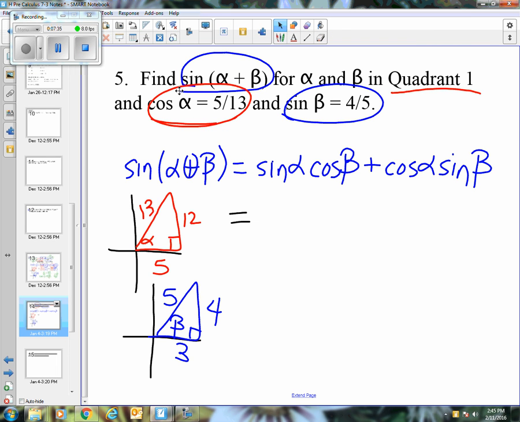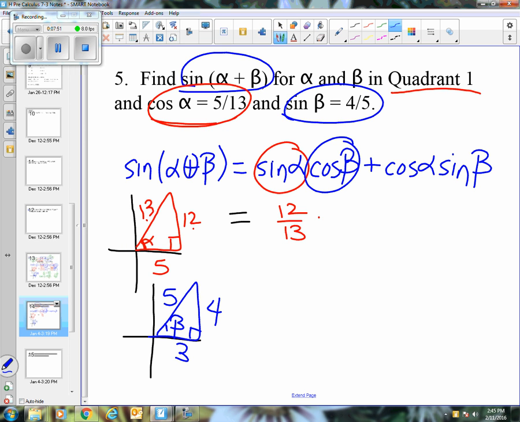I'll try to keep my color coding going. So I need sine of alpha. They didn't give that to me in the given information, so I have to look at the triangle. Sine of alpha would be opposite over hypotenuse, so 12/13. Now jump over to your beta triangle. So I need cosine of beta. My beta triangle cosine would be 3/5. And then now back to the alpha triangle. So cosine of alpha would be 5/13.